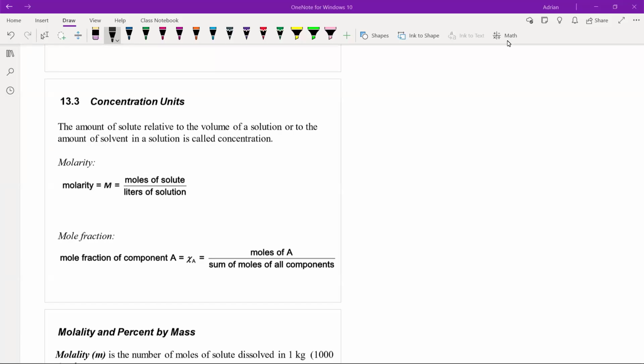Okay, so now we're going to take a look at how we quantify the amount of solute that we have in a solution. And we're going to be looking at a few more concentration units now. So we're going to take a look at quantification of solute in a solution. Okay, and this is what concentration is.